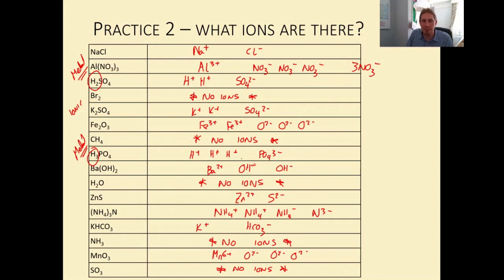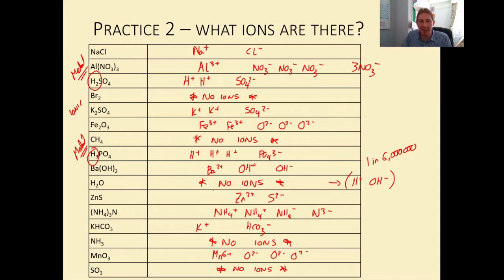Barium hydroxide, Ba2+ and 2 OH-. H2O, this is the exception. Yes, I know we tell you at GCSE that it splits up to give H+ and OH-, but this is about 1 in 6 million molecules. So once you've written H2O 6 million times, then by all means write it as H+ and OH-, but only on the 6 millionth go.